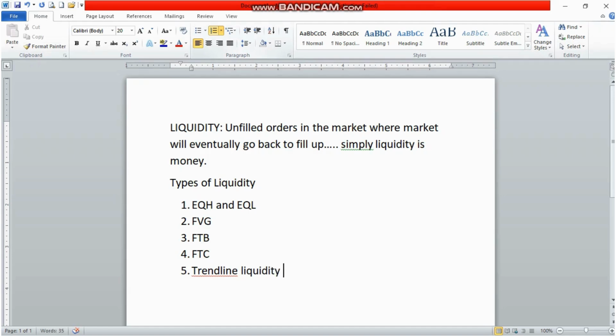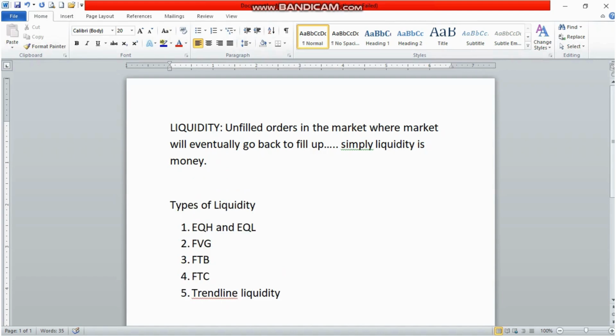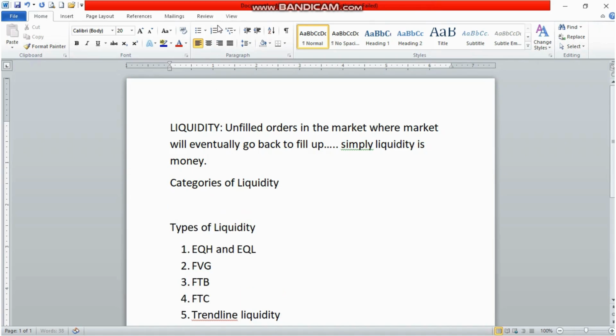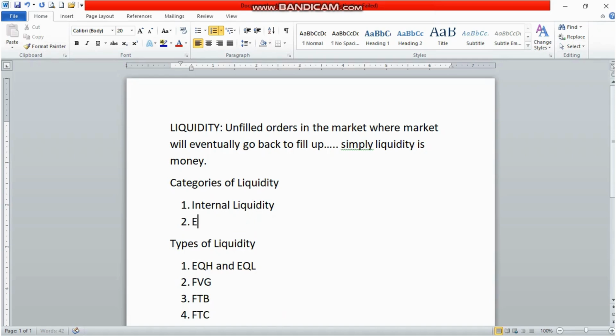Now all these are grouped, right? All these are grouped into different categories, right? Now these are just the types. Now what are the group categories rather of liquidity? What are the categories of liquidity? Number one, we have internal liquidity. We have external liquidity.